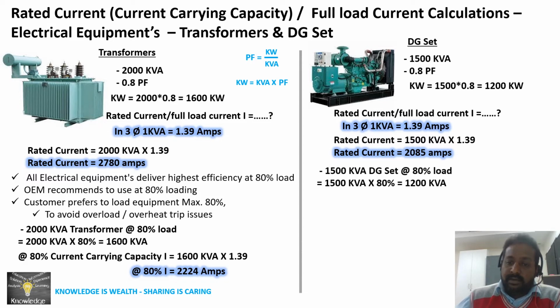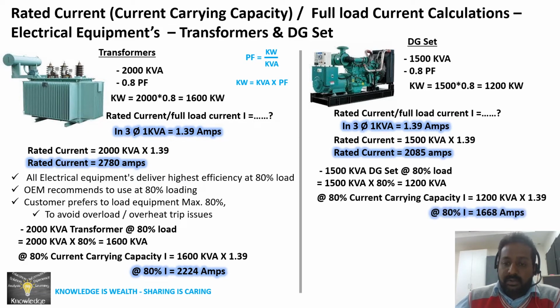Let's derive again for 80% loading. 80% of 1500 kVA is 1200 kVA. For 1200 kVA, the ampere will come to 1668. So this 1500 kVA generator set can be loaded up to 1668 amperes at 80% loading factor.